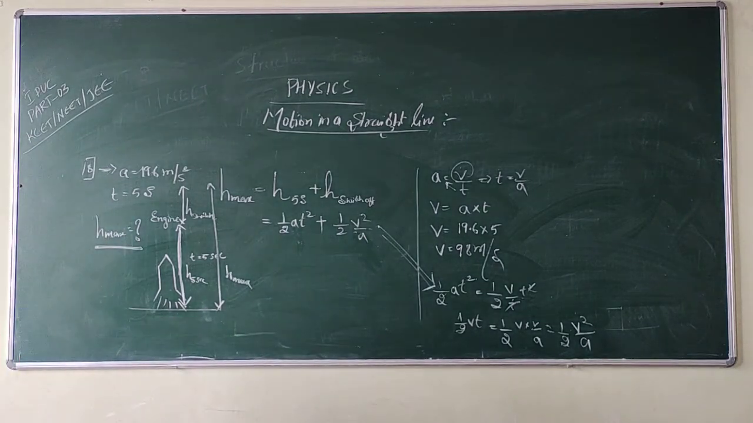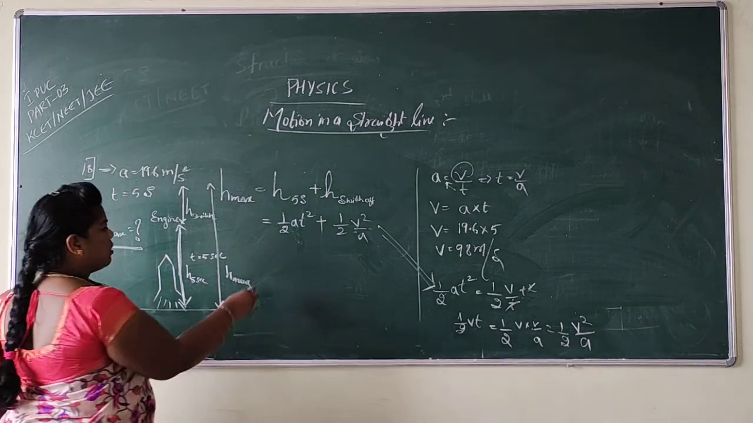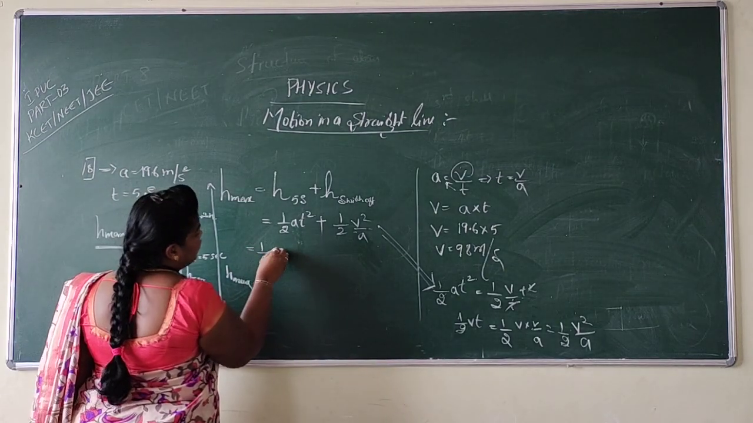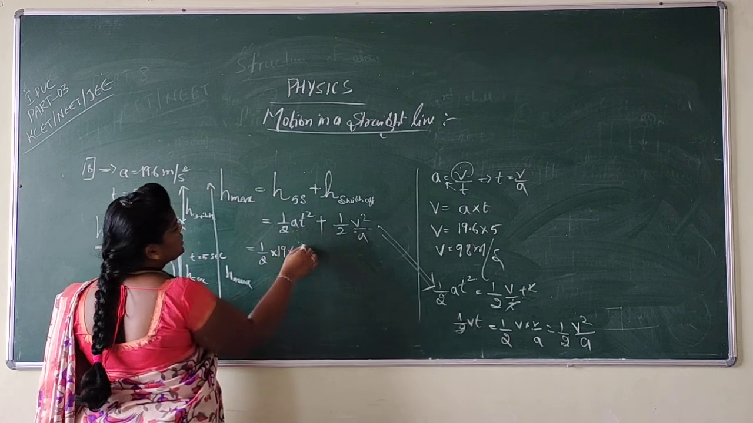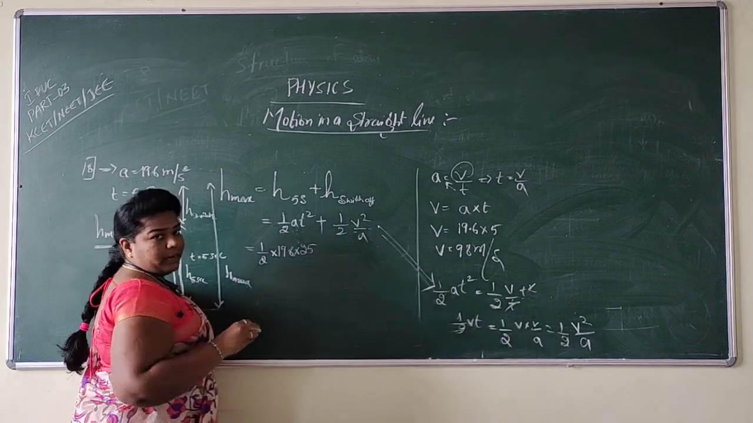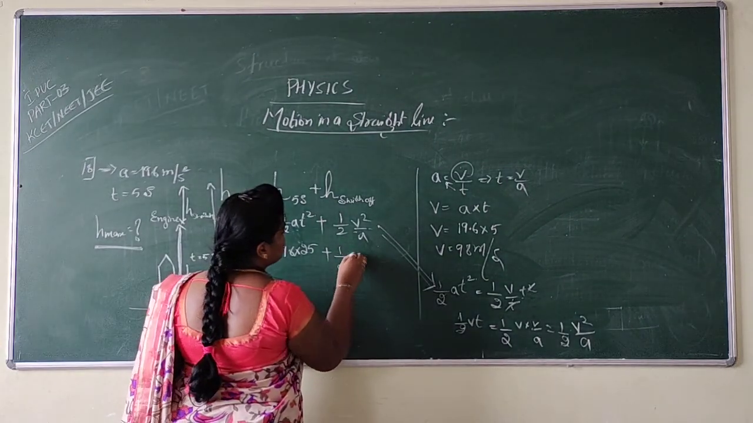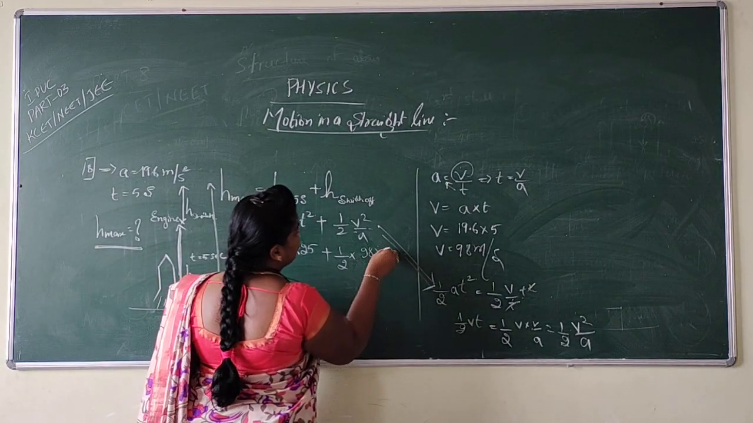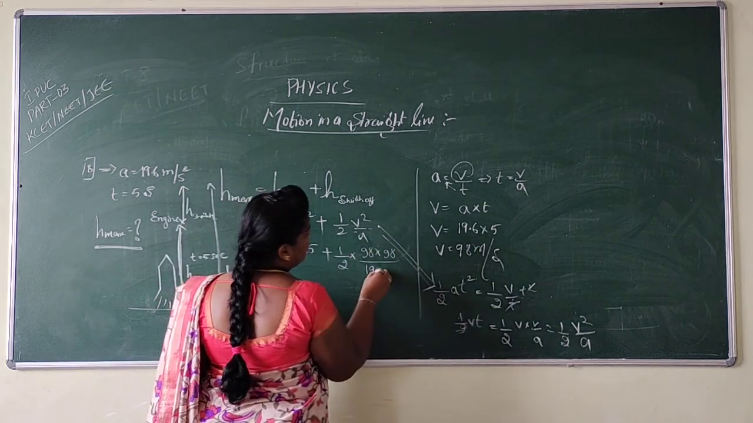I don't know how much time it takes to reach there. So that is why I am going to write in terms of velocity. So here, half into the acceleration, 19.6, into t square, which is 5 square, that is 25, plus half of what is v? V is 98, so 98 into 98 divided by 19.6.